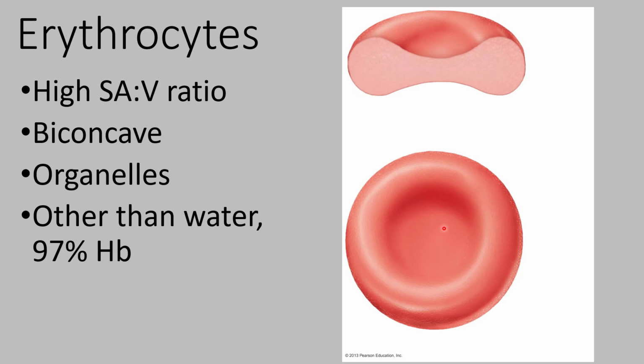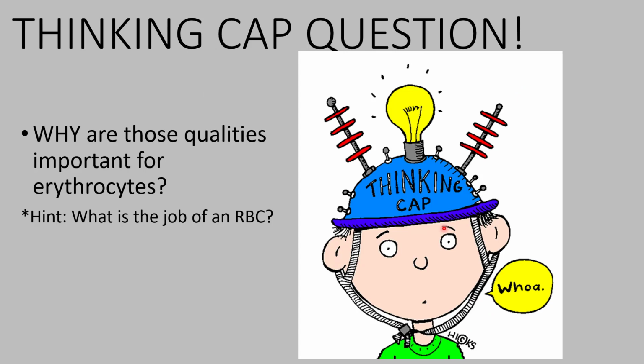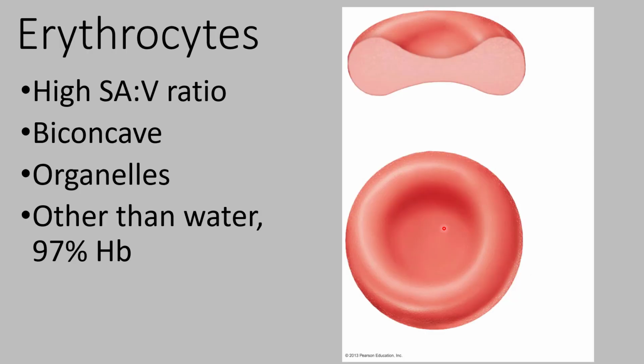Now, think about those things. High surface area to volume ratio. It's biconcave. It's got no organelles. It's mostly hemoglobin if we don't count the water. Let's use that as a thinking cap question. Why are those qualities important for erythrocytes? And as a hint, what's the job of an erythrocyte? So try to answer that before you listen to what the response is.